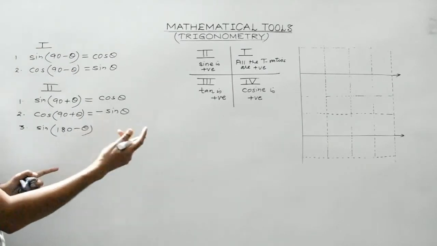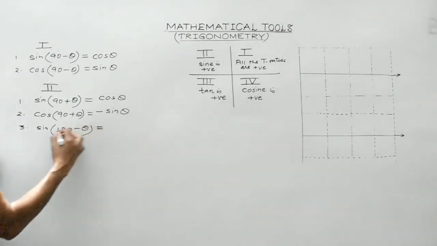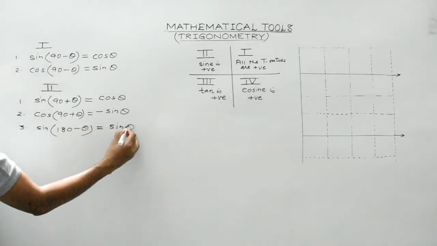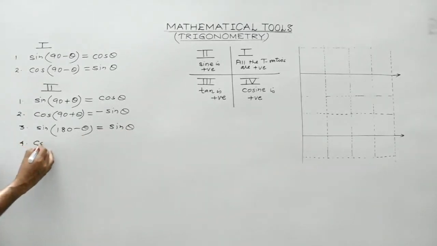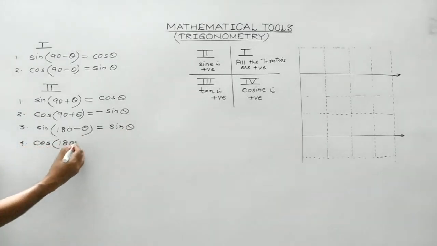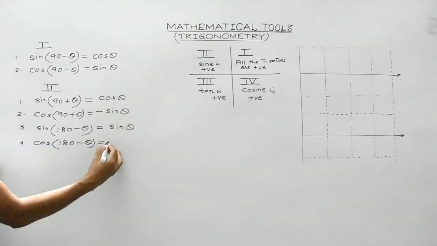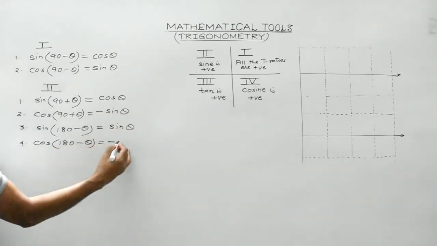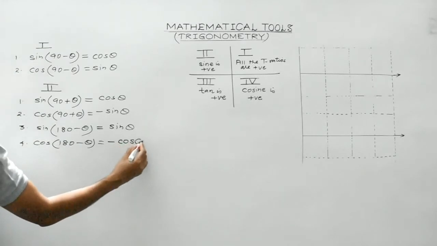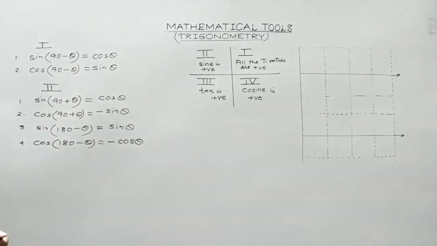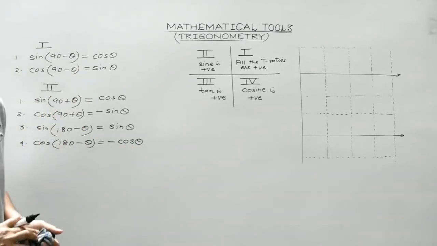180, that is, the function will remain the same, and since sine is positive, it will remain sine theta. Fourth, cos of 180 minus theta. Cos is negative in the second quadrant, so it will be negative. 180 means cosine will remain cosine only. So these are the four formulas of sine and cosine in the second quadrant.